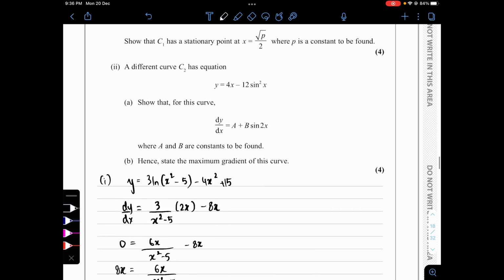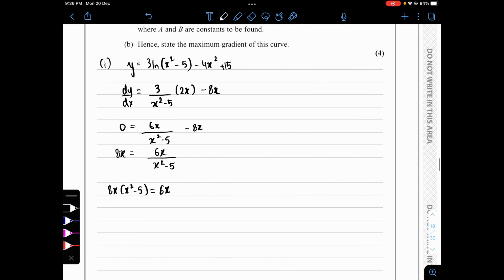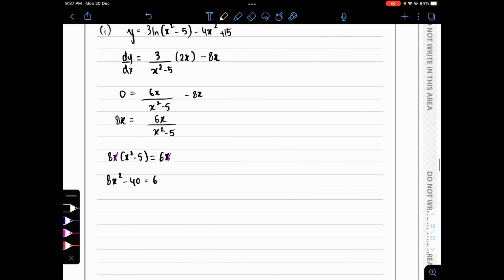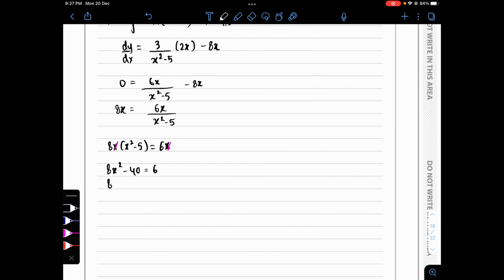Did I copy it? Yes, I did. It's 8x, yes. Okay, so then you can see over here that both x's can cancel out. So now we're left with 8x squared minus 5 times 8 is 40 equals 6. So now this will be 8x squared equals 46. X squared equals 46 over 8, which is x squared equals 23 over 4.